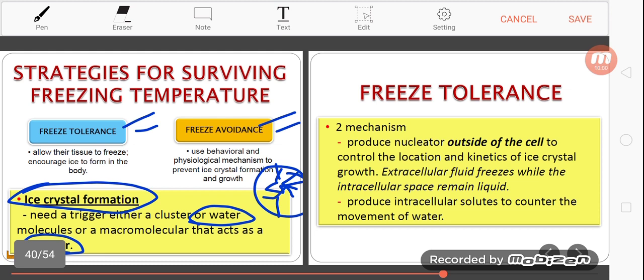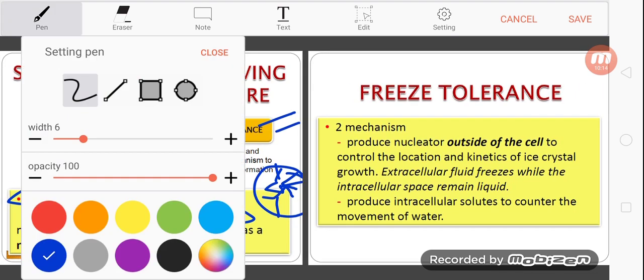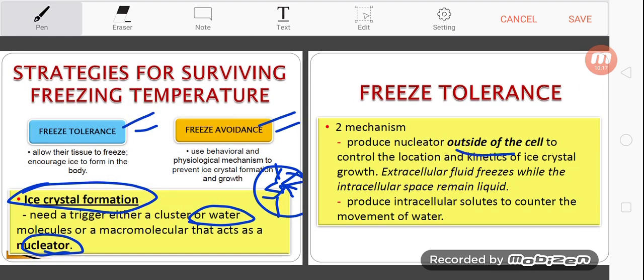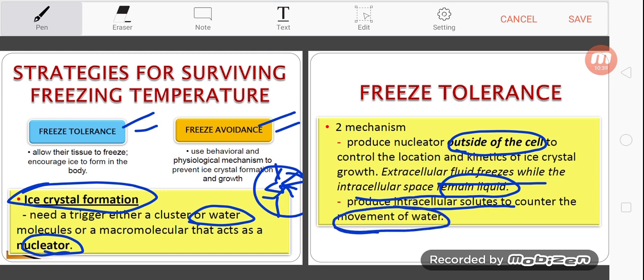So just now the ice crystal that formed acts as a nucleator. So that nucleator will act outside of the cell. Okay, produce nucleator outside of the cell to control the location and kinetics of ice crystal growth. Extracellular fluid freezes while intracellular space remains liquid. Okay, and then another mechanism, the intracellular solute produced inside the cell to counter the movement of water.